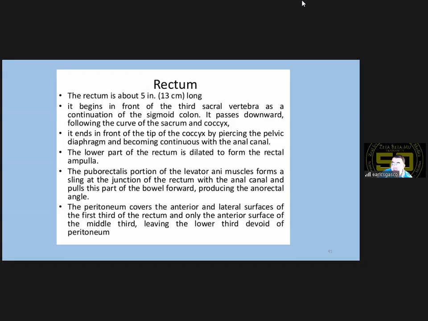Peritoneum covers the anterior and lateral surfaces of the upper third of the rectum, but only the anterior surface of the middle third. The distal third of the rectum is devoid of peritoneum.